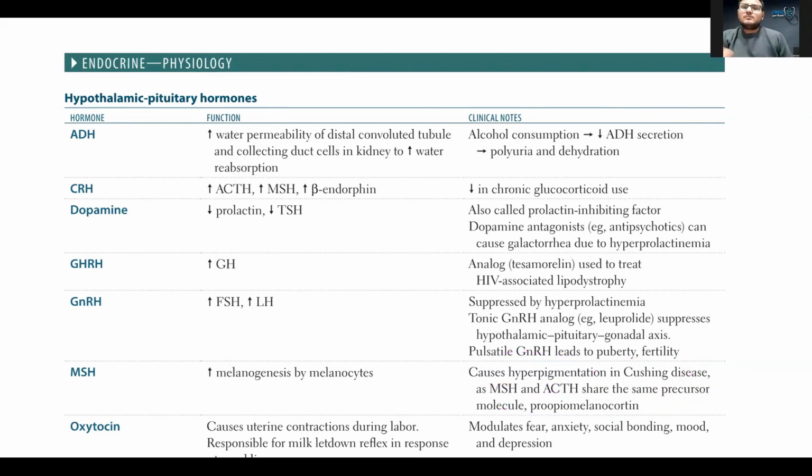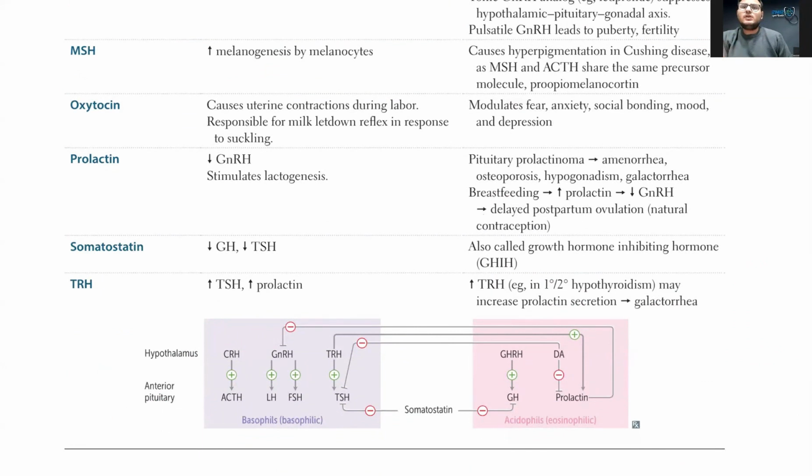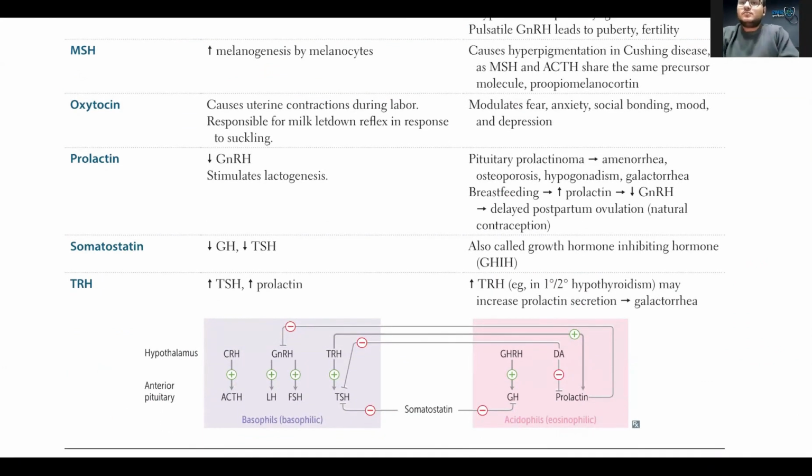Okay, is that clear? Next, we will study oxytocin. Oxytocin causes uterine contraction during labor, and is very important in the milk let-down reflex. Very important, because when there is suckling, there is a release of the milk. So there is also modulation. The researchers say that oxytocin is the happy hormone.